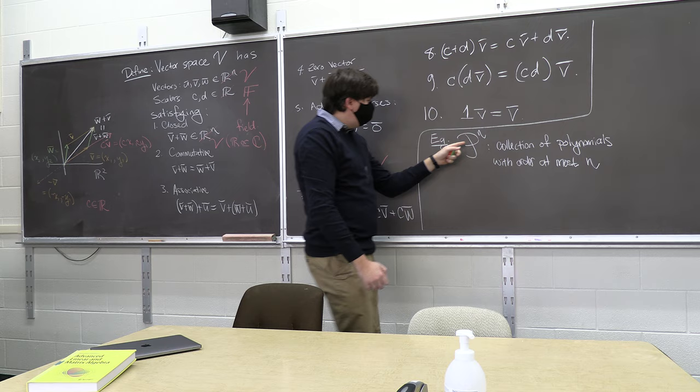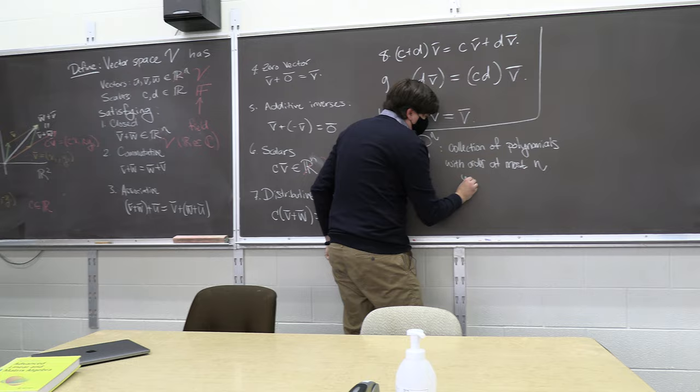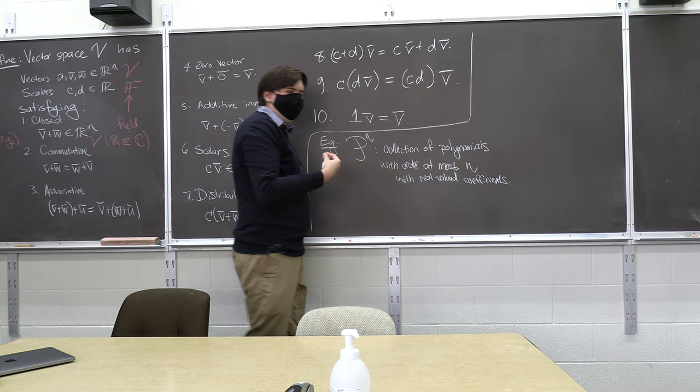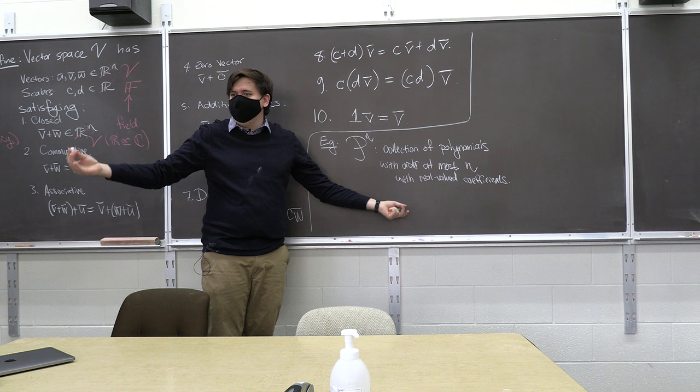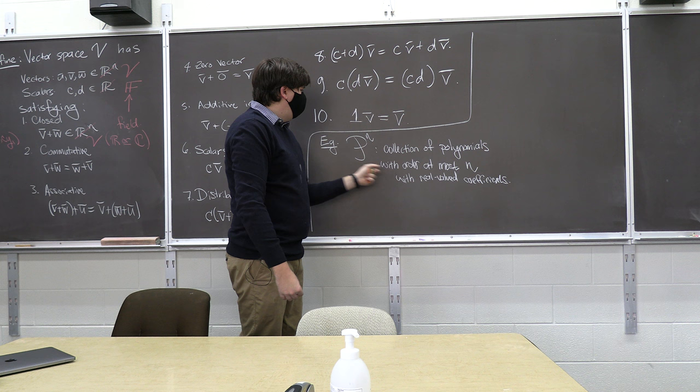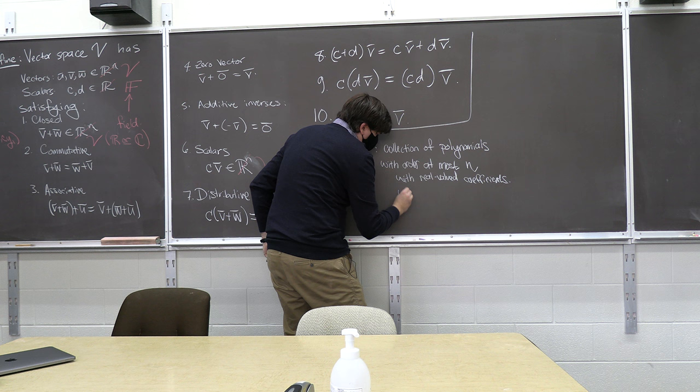Well, if by Pn, we mean a collection of polynomials with order at most n with real valued coefficients, then we better not be trying to scale by a complex number, because then your real valued coefficients would no longer be real valued, right? So you want to make sure that the field that your scalars are coming from is the same as whatever these polynomials are made up of. And so when I do this, we need to make sure that the scalars here are also in R.